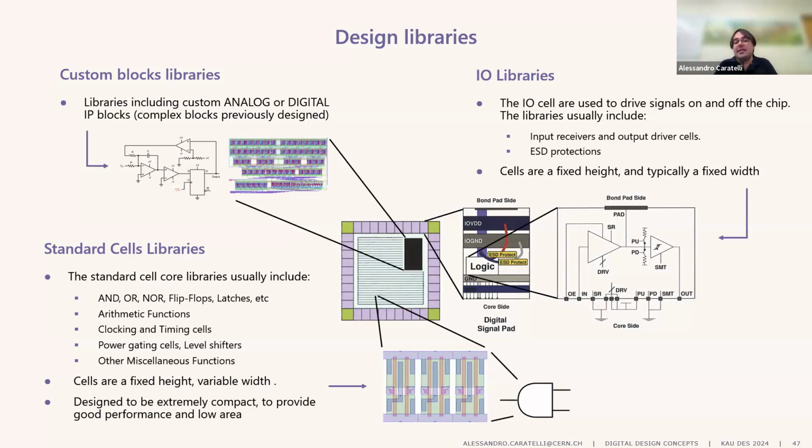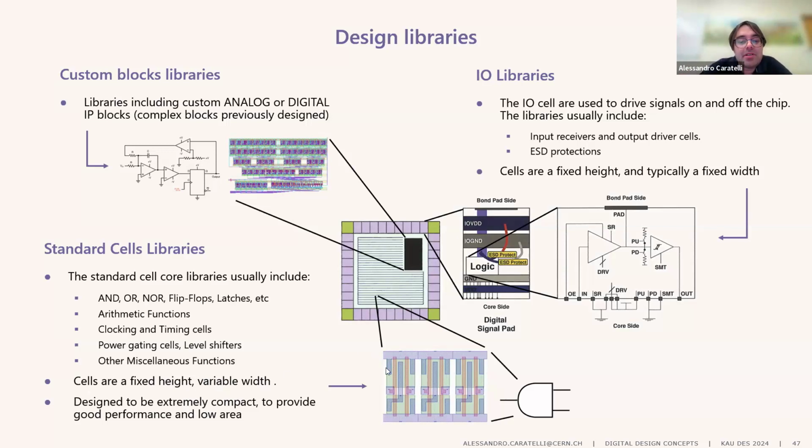And these cells are typically fixed in height and typically also in width. And then you will have what we call a standard cell library. So basically a library which includes all the functionalities like arithmetic functions, and, or, not, clock gating, power gating cells, and other functions. Generally, the standard cell libraries have a fixed height and a variable width.